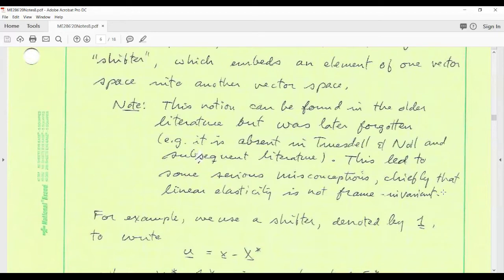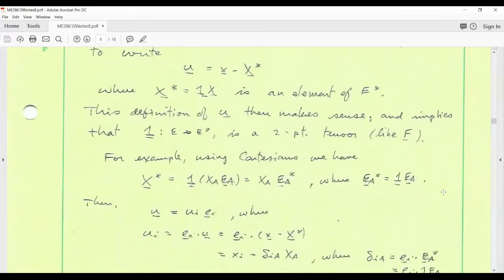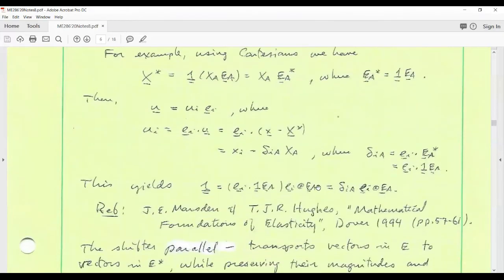And by the way, going down the page here, you can find a good discussion of the notion of shifter in this book by Marsden and Hughes, a very famous book, Mathematical Foundations of Elasticity. It's in Dover, so it's very inexpensive. And now it's on B courses, thanks again to Zach. The relevant pages are 57 to 61.